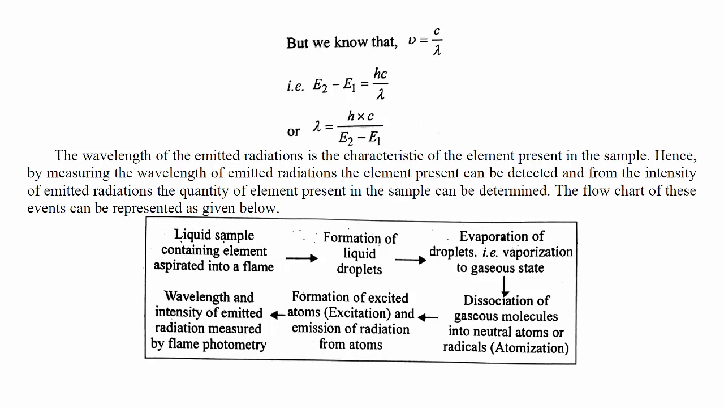Liquid sample containing element is aspirated into a flame, then formation of liquid droplets takes place. In the next step, evaporation of droplets, that is vaporization to gaseous state, happens. Now the atomization process happens, where dissociation of gaseous molecules into neutral atoms or radicals takes place, then formation of excited atoms, excitation, and emission of radiation from atoms. Now the wavelength and intensity of emitted radiation are measured by the flame photometer.